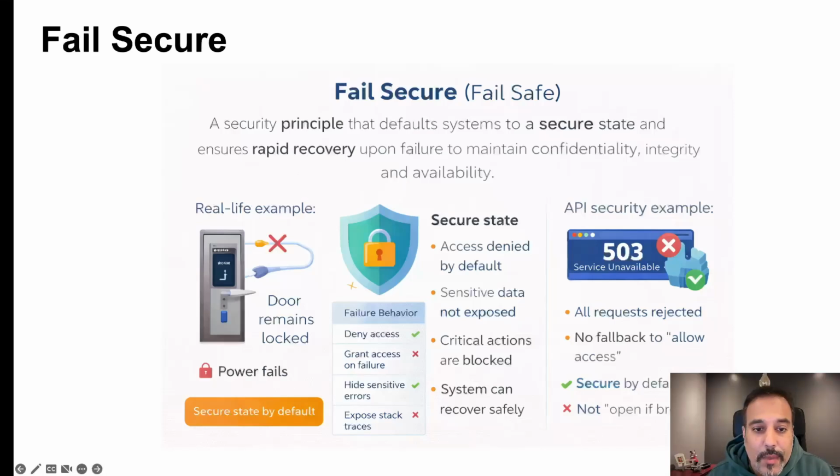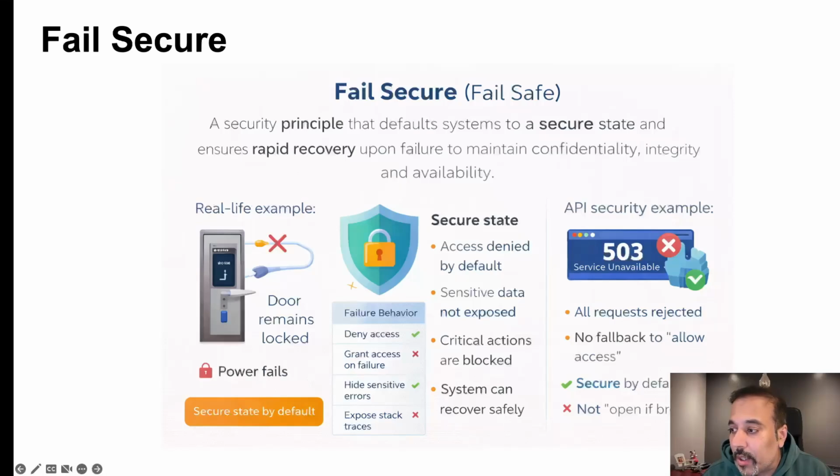Fail secure, again, is a security principle to maintain confidentiality, integrity, and availability by defaulting to a secure state. In the context of software security, fail secure is commonly used interchangeably with fail safe. When in an application, just taking an example over here, for example, in an API the authentication service is down, what will happen? The system rejects all the requests, with no fallback to allow access. That is, you can say, secure by default and not open if broken.